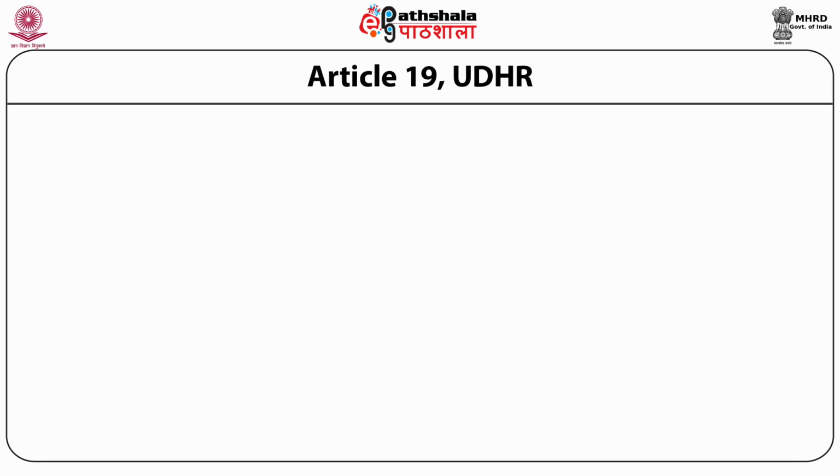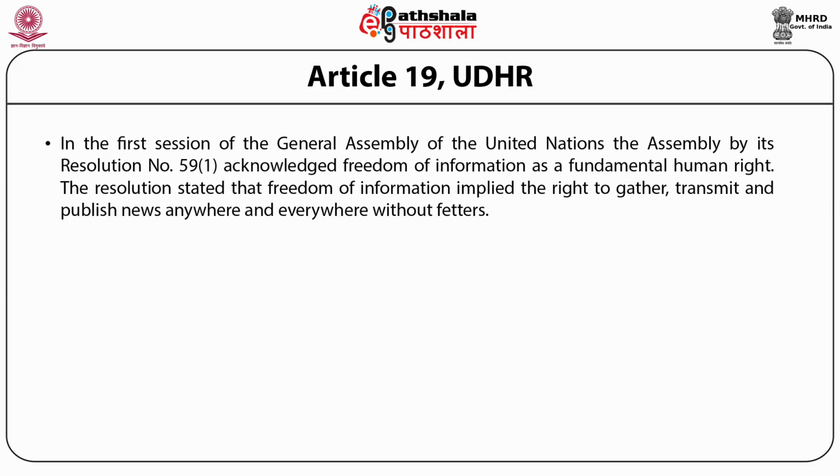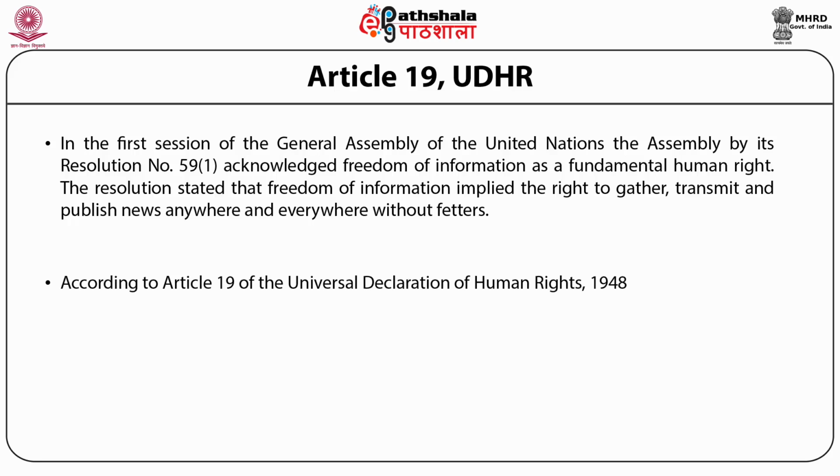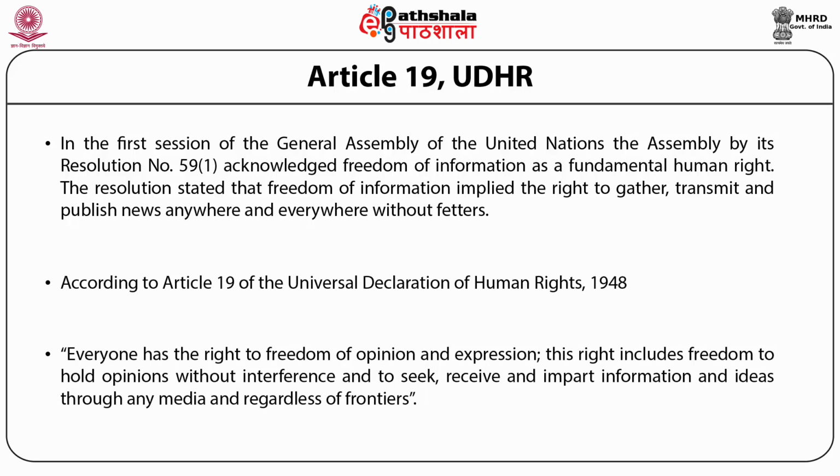Article 19 UDHR. In the first session of the General Assembly of the United Nations, the Assembly, by its resolution number 59, acknowledged freedom of information as a fundamental human right. The resolution stated that freedom of information implied the right to gather, transmit, publish news anywhere and everywhere without fetters. According to Article 19 of the UDHR, everyone has the right to freedom of opinion and expression. This right includes the freedom to hold opinions without interference and to seek, receive, and impart information and ideas through any media and regardless of frontiers.